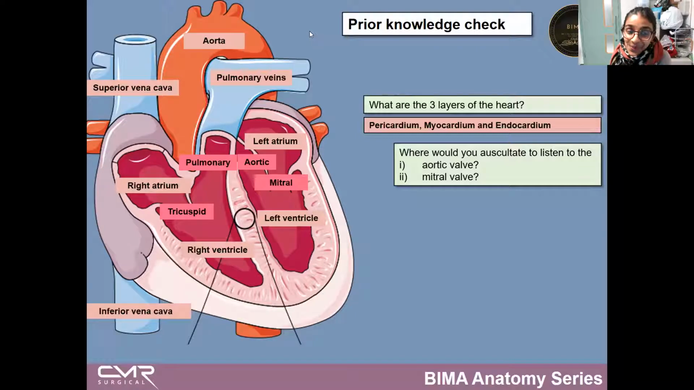No. Oh, Safia. So aortic valve, second intercostal space on the right. That's very good. And Abdullah is saying mitral valve. Yeah, where would you listen to the mitral valve?